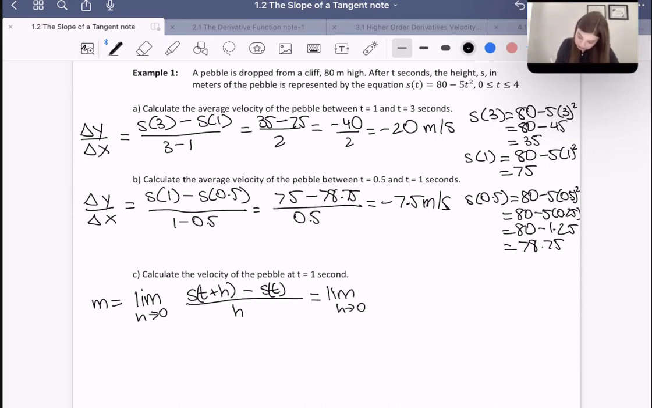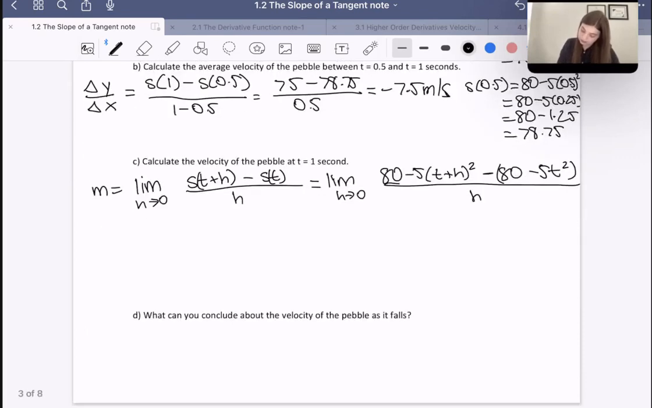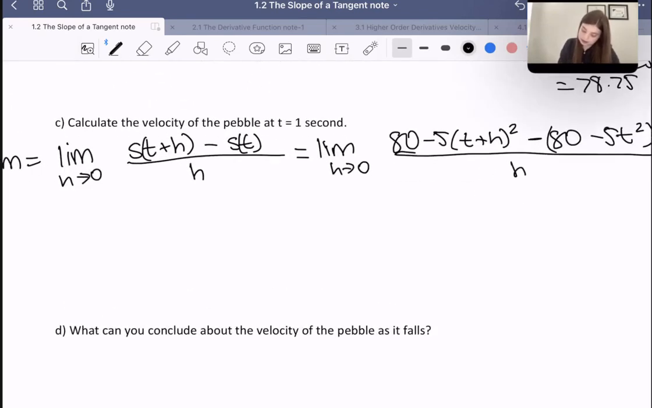Okay, so this is going to be equal to the limit as h approaches 0, 80 minus 5, and then instead of t squared, it would be t plus h squared, and then minus s of t, so minus 80 minus 5t squared all over h. Okay, and now I'm going to expand and simplify this.